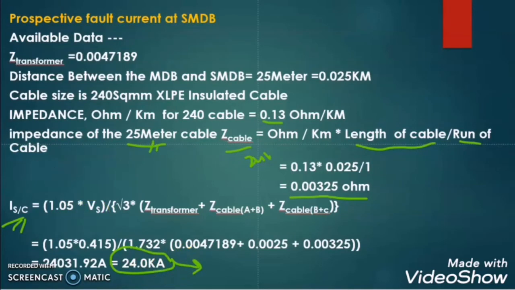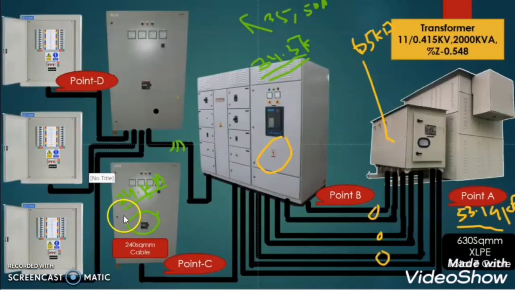It means that when we are designing the circuit breaker for this SMDB, all the circuit breakers should have a short circuit current capacity of more than 24 kilo ampere.